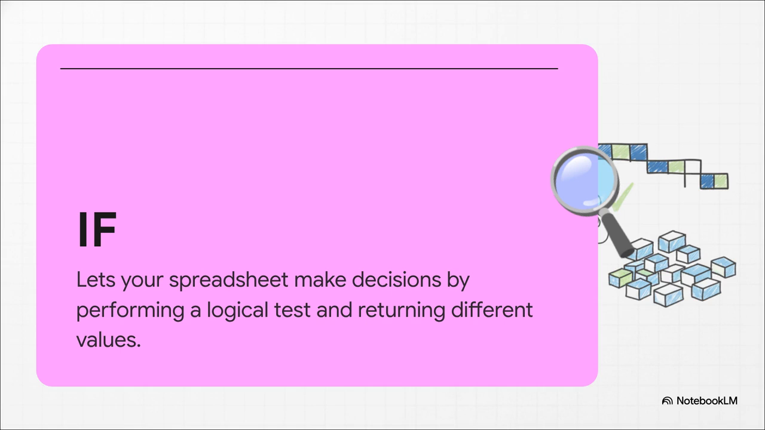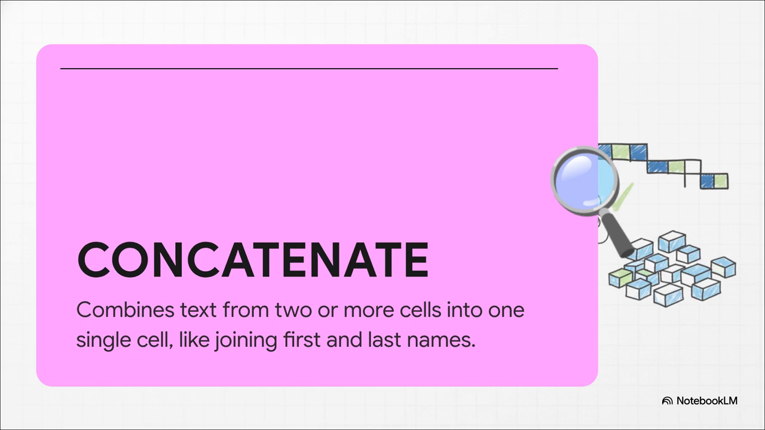Next is the incredibly powerful IF function. This thing basically gives your spreadsheet a brain. It lets you run a logical test. So, for example, you can say, if a student's score in this cell is over 60, then write pass. If not, write fail. It completely automates decision-making for you. And when you're working with text, CONCATENATE is an absolute lifesaver. Let's say you have one column for first names and another for last names. This function lets you just merge them into a single full name column. No more tedious copying and pasting.